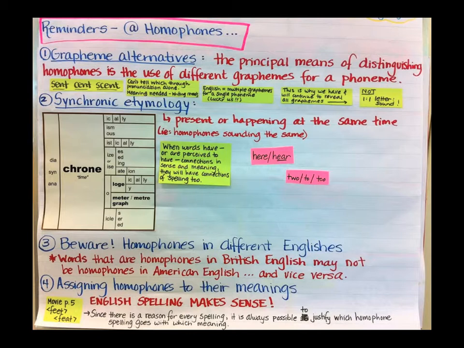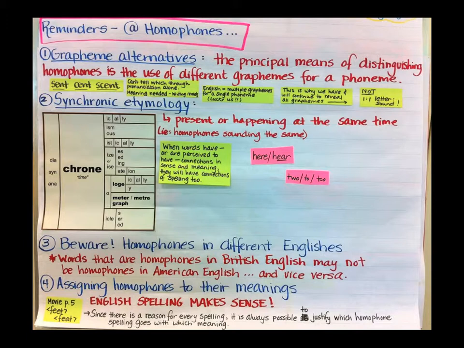You can see I provided an example on scent, the 3 homophones of scent, and how because we have these different graphemes, we're able to represent 3 different words with 3 different meanings and spell them 3 different ways. It's a benefit of our language and shouldn't be seen as something that's tricky.